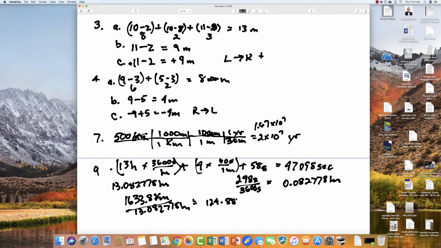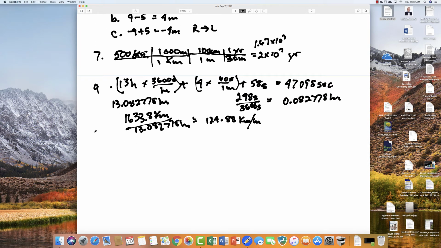124.88 kilometers per hour. And since this is 5 significant figures and this was a conversion, this is the controlling factor here. And in terms of hours, both of these have at least 5 significant figures. And so the answer should be in 5 significant figures.